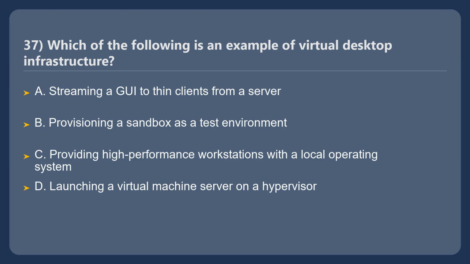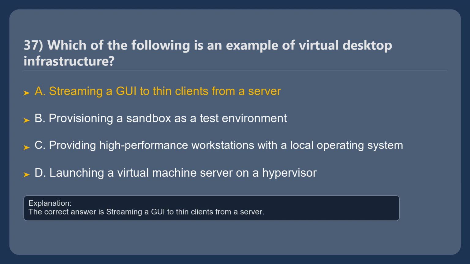Question 37. Which of the following is an example of virtual desktop infrastructure? Option A, streaming a GUI to thin clients from a server. Option B, provisioning a sandbox as a test environment. Option C, providing high-performance workstations with a local operating system. Option D, launching a virtual machine server on a hypervisor. The correct answer is option A, streaming a GUI to thin clients from a server.